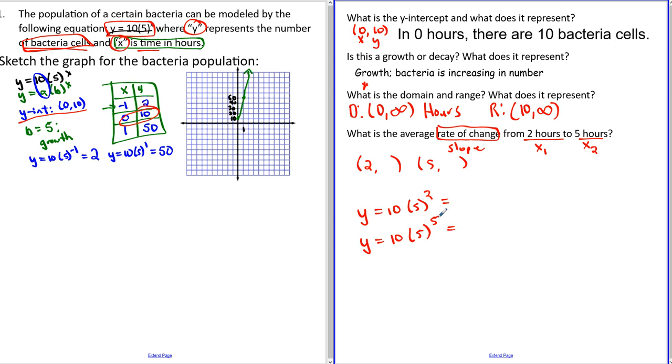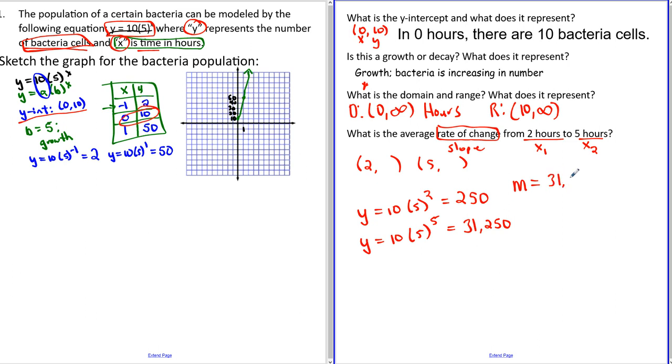And then, of course, get our calculator out, do the stuff we did yesterday. So we have 10 parentheses 5, we're going to square that off. We get 250. After 2 hours, there's 250 bacteria. Insane. What about after 5? 10 times 5 to the 5th power is 31,250. Wow. They're rapidly increasing, or we would say they are increasing exponentially, because it's the exponential unit. All right, whatever. Slope, change in y.